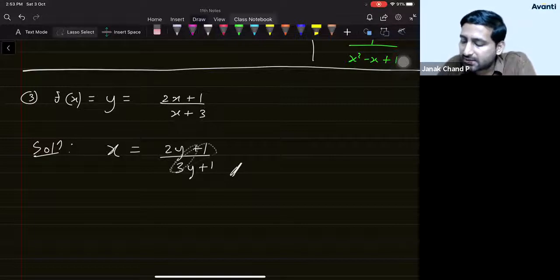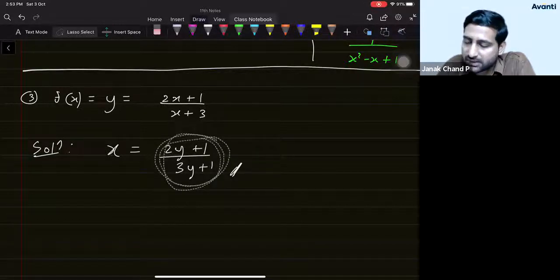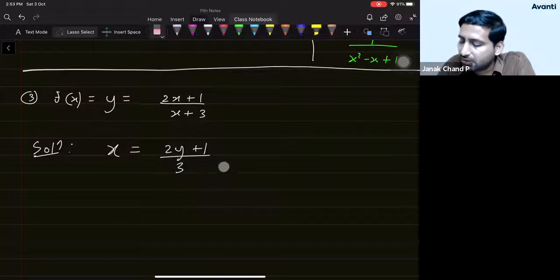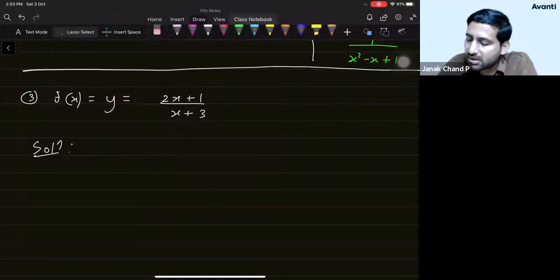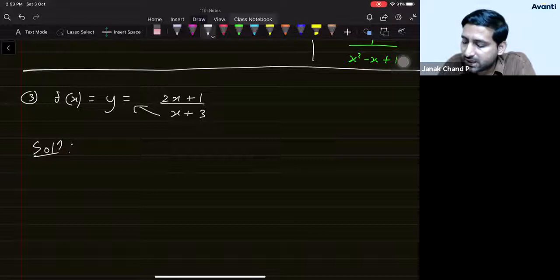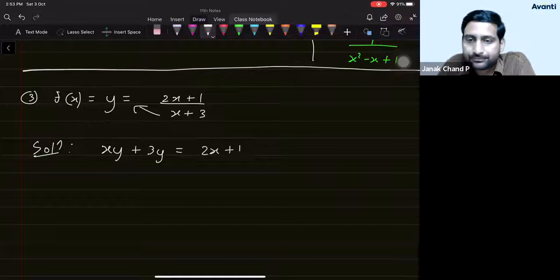Now, how do you find something like this? You should basically separate out x. Whatever you get on the other side is your inverse function. This itself is your inverse function. Fine. So in order to separate out x, you should just cross multiply and collect all the x at one location. Just do that. You would get xy plus 3y is equal to 2x plus 1.